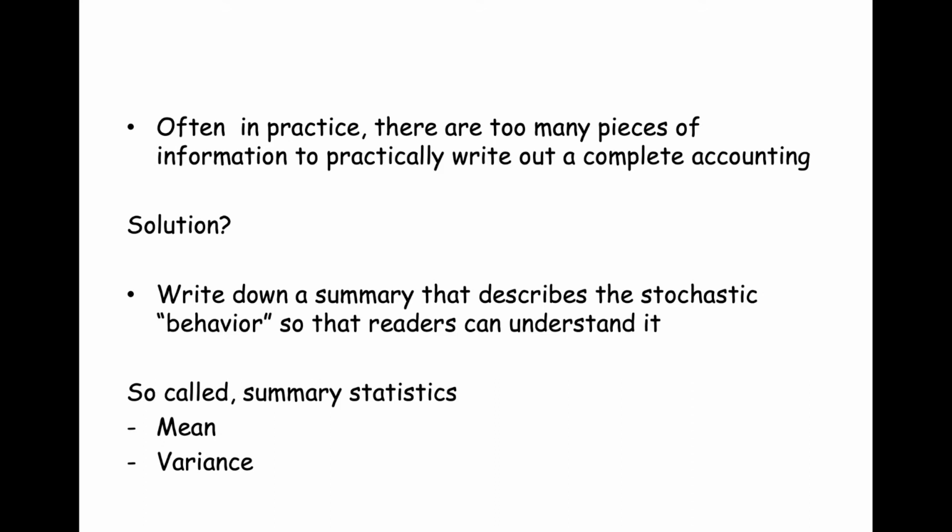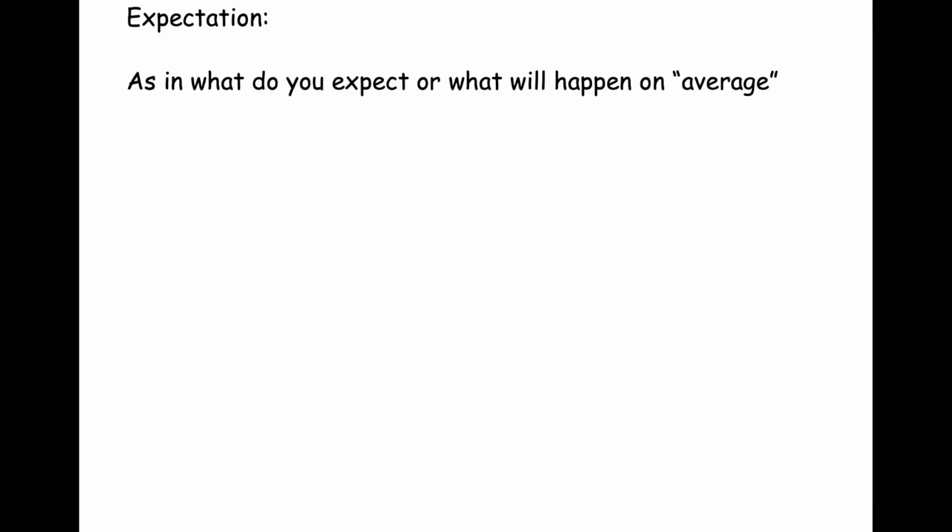And so these summaries that you compute, they're functions that you calculate over your observations. And these functions are so-called summary statistics because they're going to provide a compact description of the distribution. And these summary statistics we're going to talk about today are mean and variance. So when we talk about this idea of mean, we talk about the expectation, as in what do you expect will happen or what will happen on average.